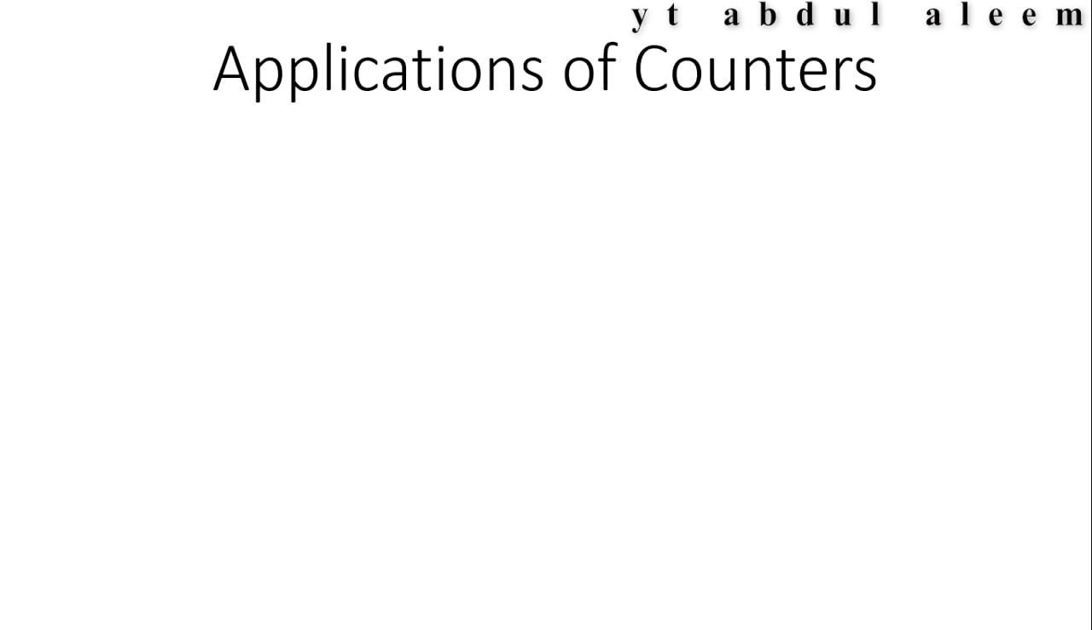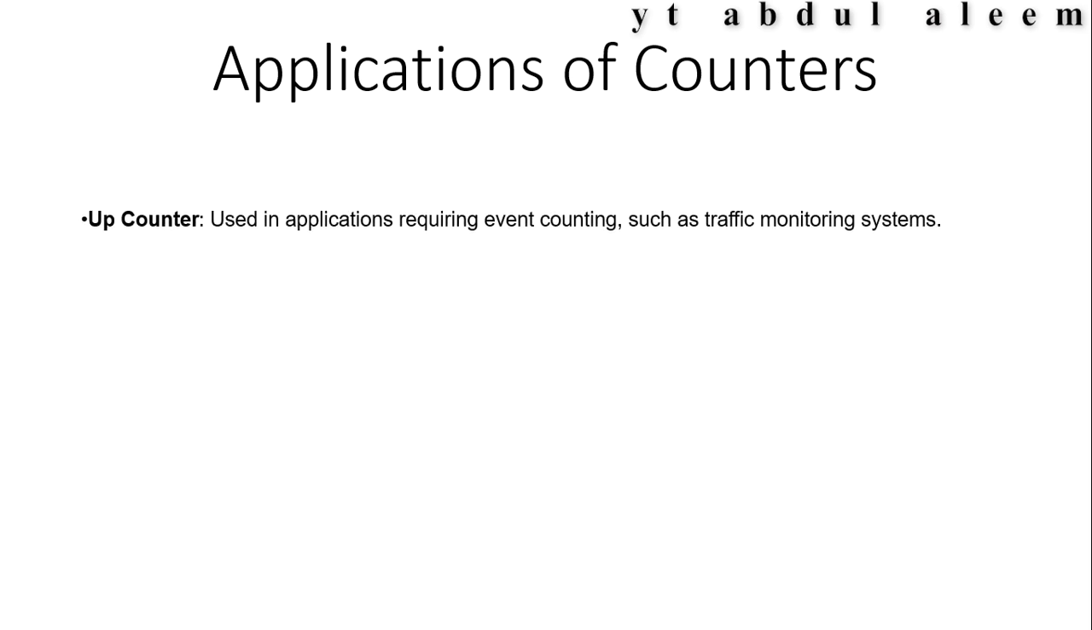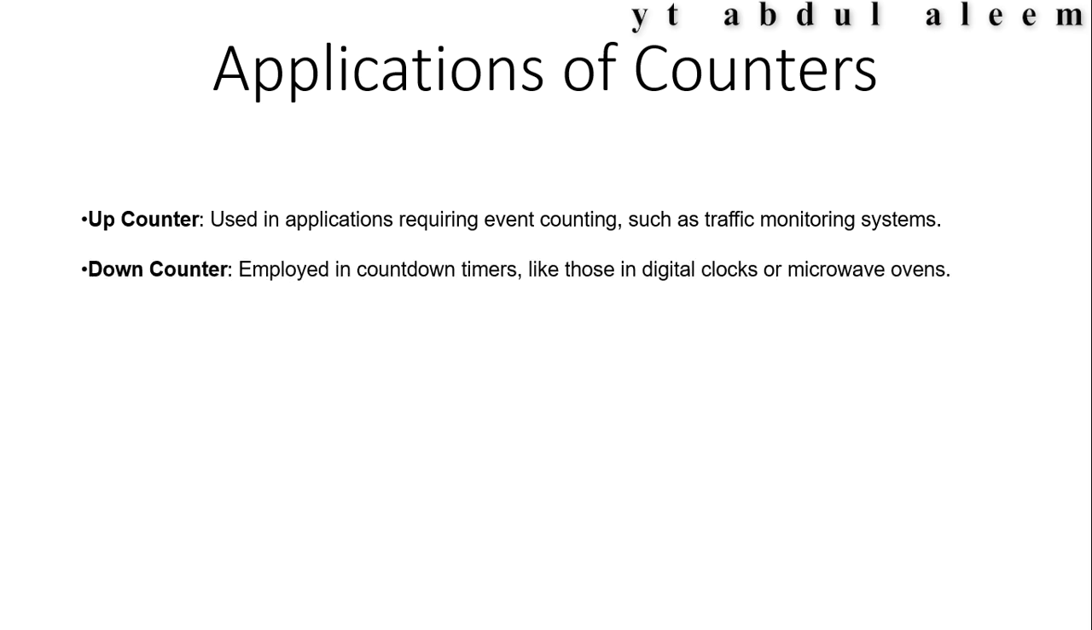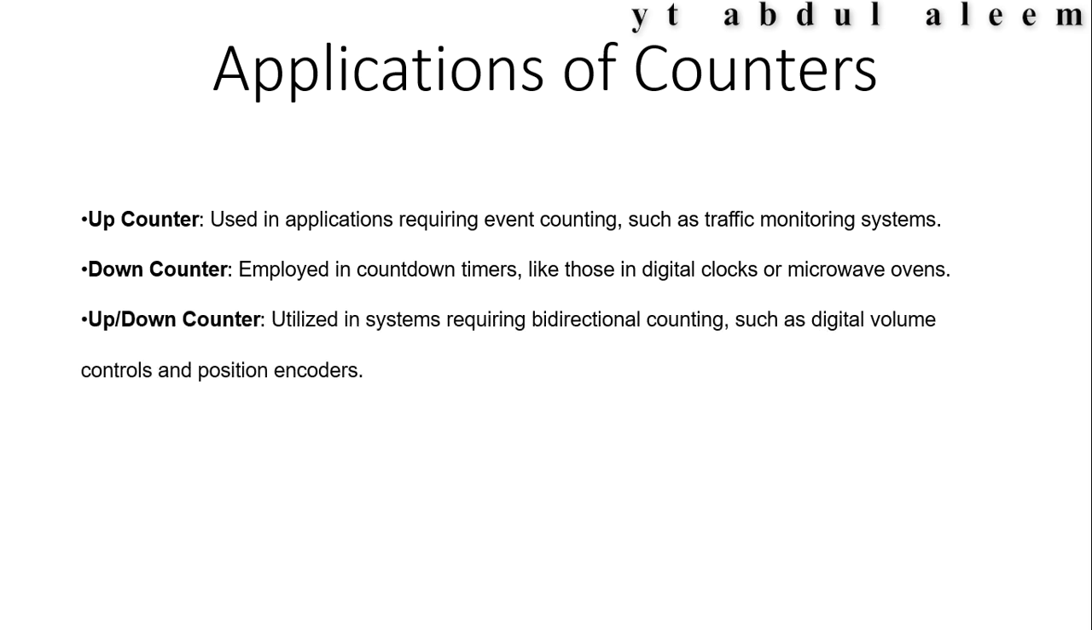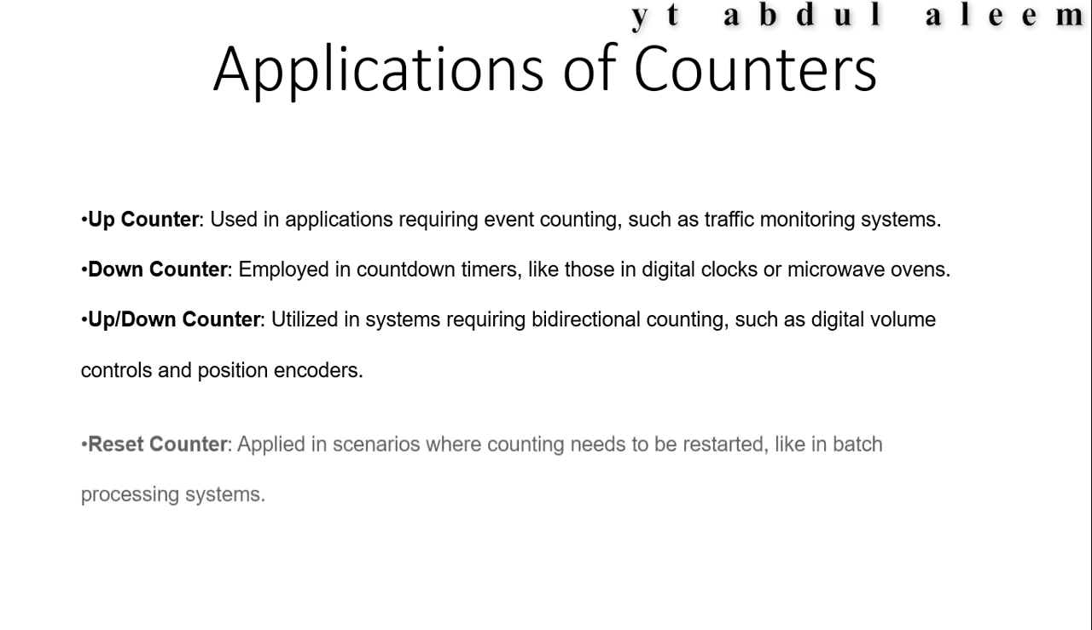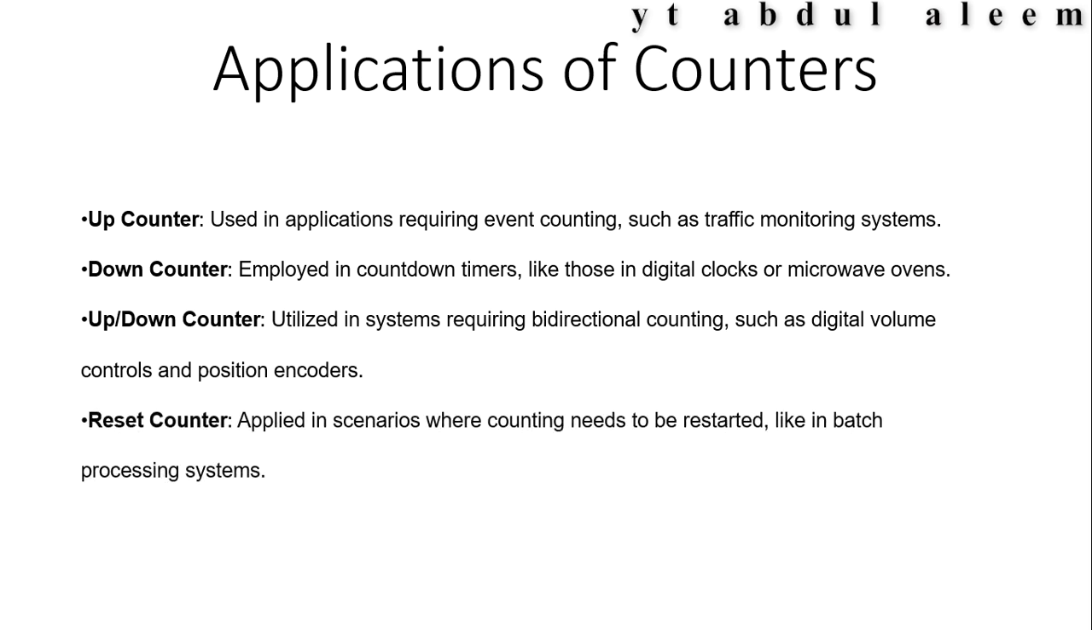Applications of counters. Up counter, used in applications requiring event counting, such as traffic monitoring systems. Down counter, employed in countdown timers, like those in digital clocks or microwave ovens. Up/down counter, utilized in systems requiring bidirectional counting, such as digital volume controls and position encoders. Reset counter, applied in scenarios where counting needs to be restarted, like in batch processing systems.